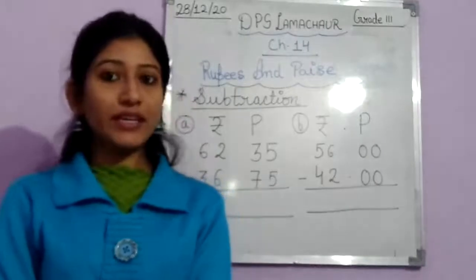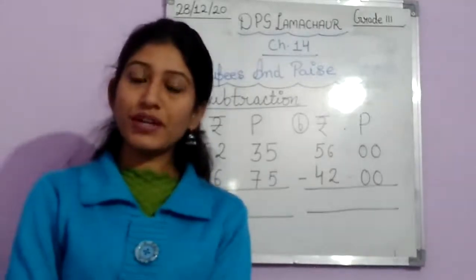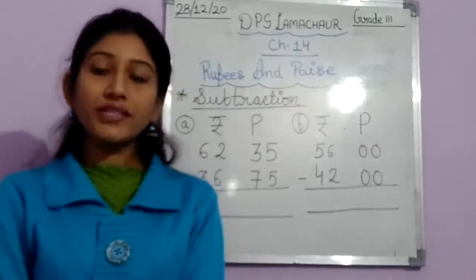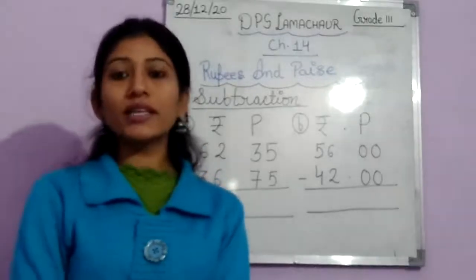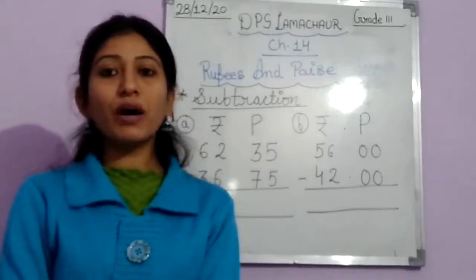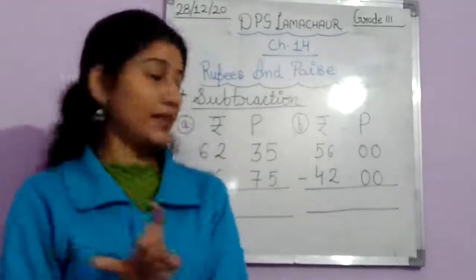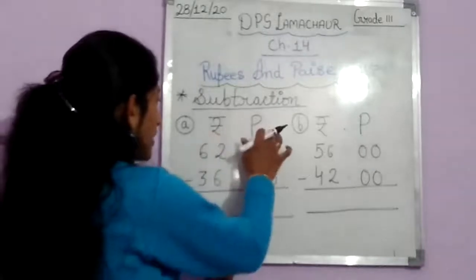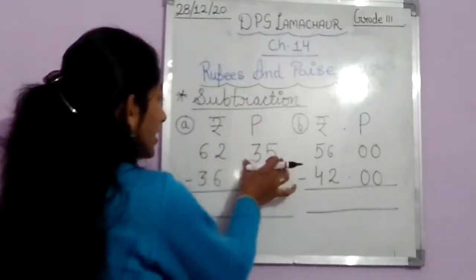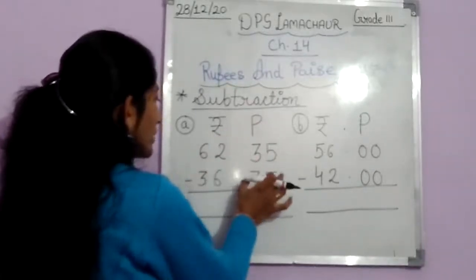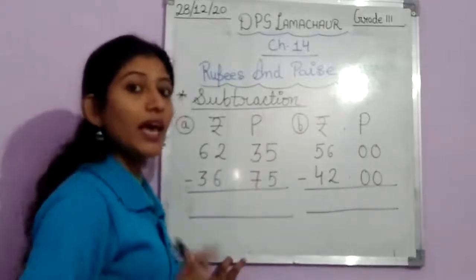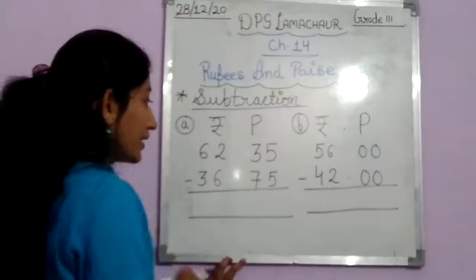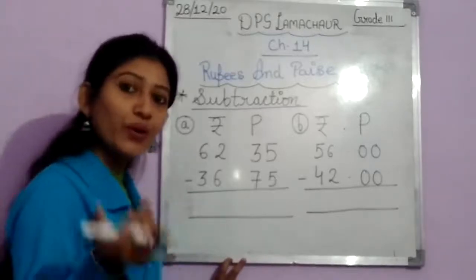Okay, it is very easy. As you all have done subtraction earlier, it is in the same way. So no need to worry. Very simple subtraction it is. Only the thing we have to focus on is rupee and paise. You can see I have written rupee and paisa. This is 62 rupee 35 paise, 36 rupee 75 paise. Because we have to do subtraction, one subtraction mark is here. Let's start.